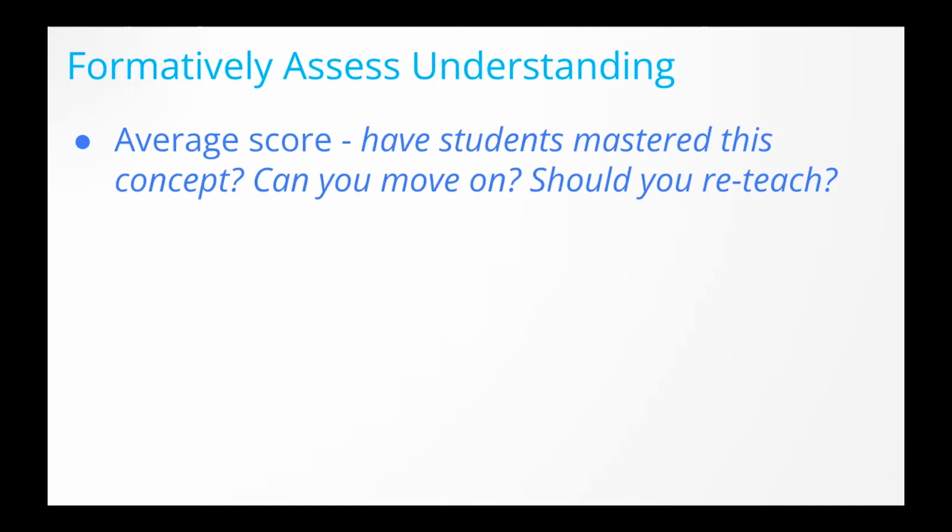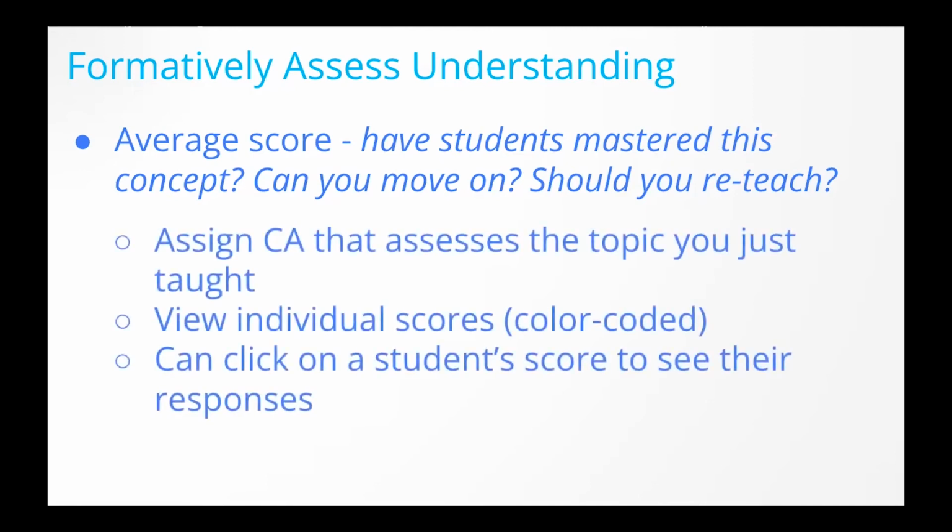And it's color coded. So we've got the green meaning yes, the average is above 80%, probably can move on. If we're anything other than green, should you reteach? Click in, dig around a little bit. Do I need to reteach to everybody or is it just a couple kids? So you can assign a class activity that assesses the topic you just taught. And you can view those individual scores. And again, you can just click in to see individual responses.